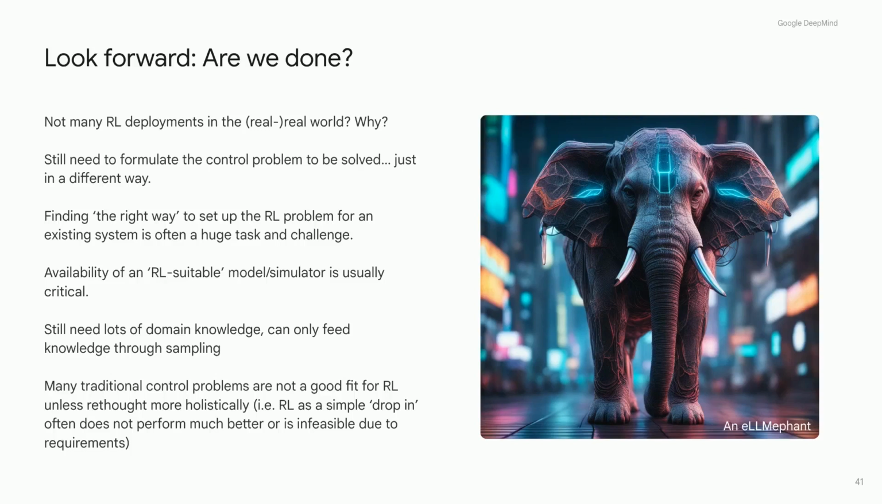You have to have an RL-suitable simulator, right? Even though people sometimes have simulations, it turns out they're not necessarily what you can use for RL directly, so you have to tweak it together with the domain experts, a lot of work again. So you need domain knowledge, and you feed it, but you can only feed it through sampling. That's awkward sometimes. Could we do differently, maybe?